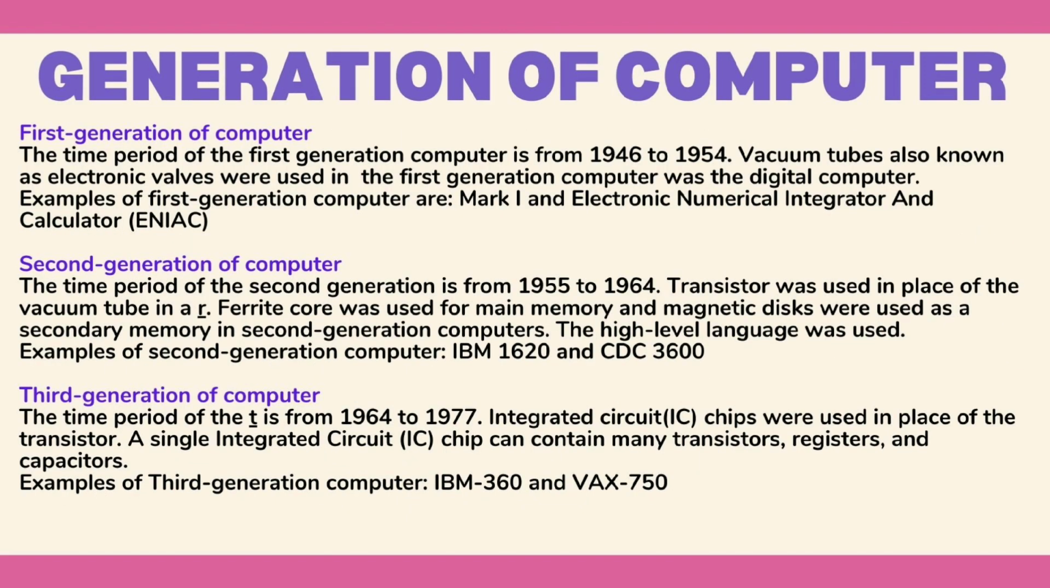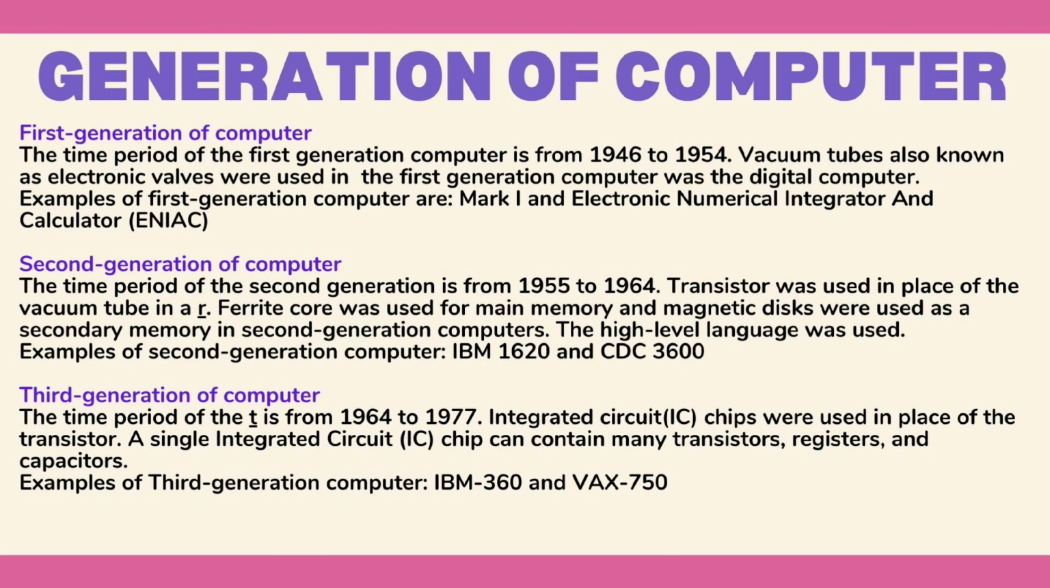Computer generations. First generation of computer. The time period of the first generation computer is from 1946 to 1954. Vacuum tubes, also known as electronic valves, were used in the first generation computer. It was a digital computer. Examples of first-generation computer are Mark I and Electronic Numerical Integrator and Calculator, ENIAC.